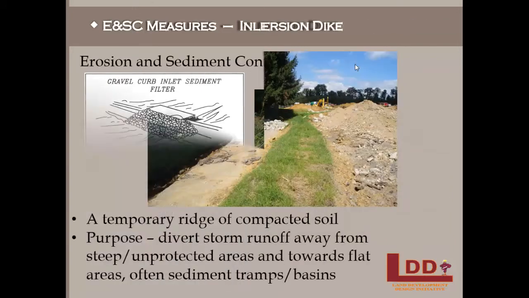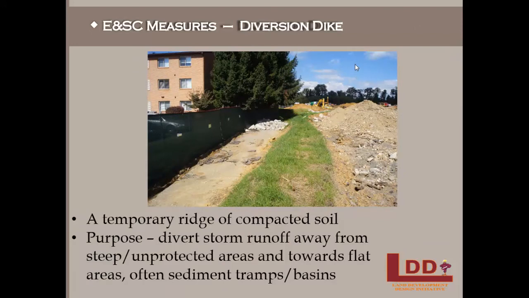Next, we have diversion dikes. In this picture, the diversion dike is the grassy mound you see in the center of the picture. This is a temporary ridge of compacted soil that is used to divert stormwater runoff away from steep or unprotected areas. As you'll see in a later picture, this is being used to divert water down this channel to the left and towards a sediment trap.